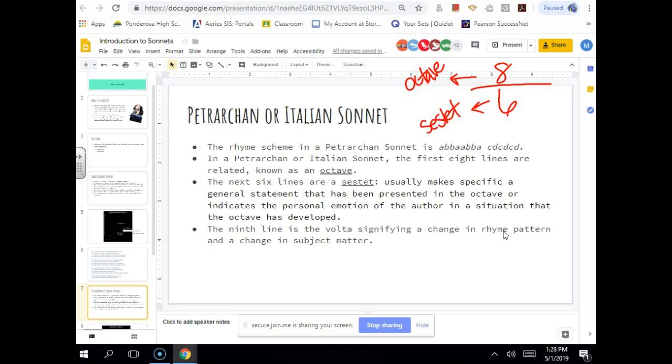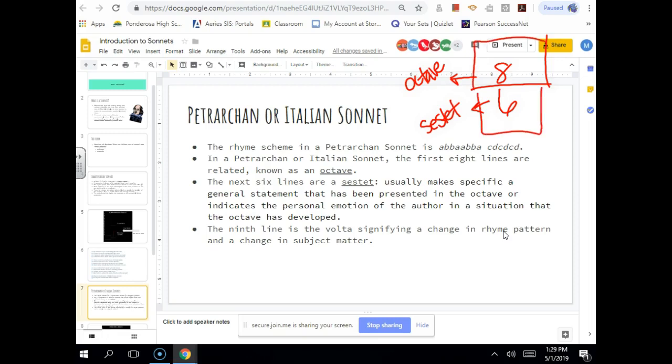Alright, bring it back. 3, 2, 1, 0. Thank you. Okay. So we have our octave and our sestet. That's academic language you need to know for poetry in the future. Octopus, 8 arms, right? Octomom, 8 kids. Sestet, okay? The root means 6. So you're going to have one portion that has 8 lines and one that has 6.